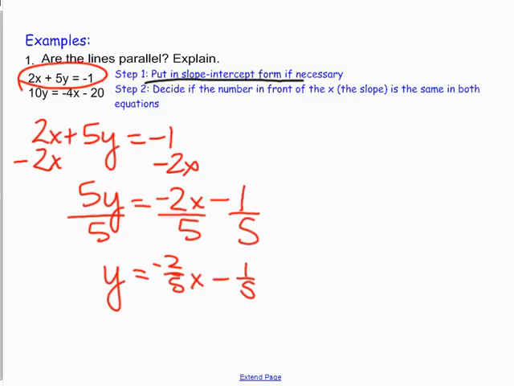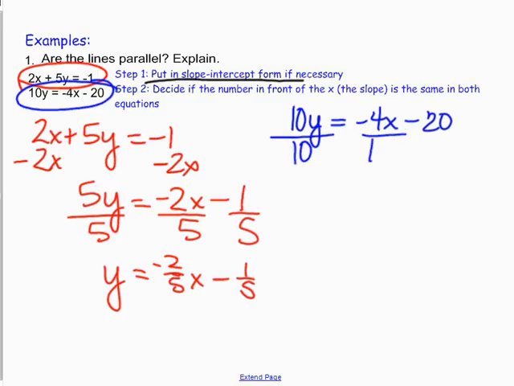Okay, now we have to do the second one here. That's almost in slope-intercept form, except it's 10y, so we have to reduce that equation. We have to scale it down. So 10y equals -4x minus 20. All right, in order to get y by itself, we have to divide everything by 10. So divide by 10, divide by 10, divide by 10. Alrighty. y equals -4/10 x minus 2.